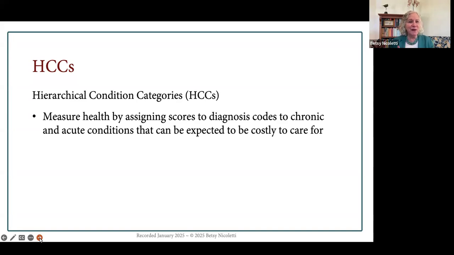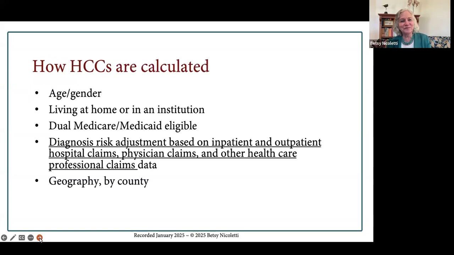HCCs were developed for Medicare Advantage plans, and it was a way for Medicare to predict for Medicare Advantage Organization A how much it will cost them to care for that patient next year. And that's where we got HCC scoring many years ago.